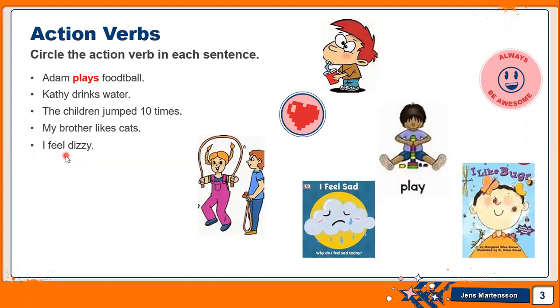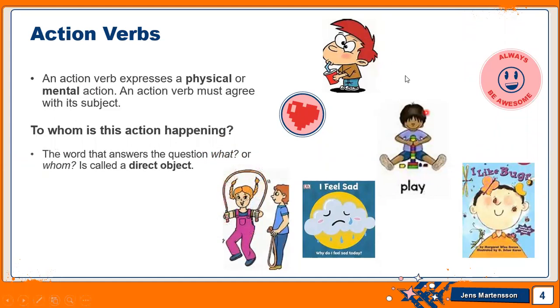All right, let's move now to the definitions. What is an action verb? An action verb expresses, as we said, a physical action or a mental action, like jumping, playing, drinking. These are physical actions. Feeling something, liking something, these are mental actions. An action verb must agree with its subject. And now the question is, to whom is this action happening? The word that answers the questions what or whom is called a direct object.